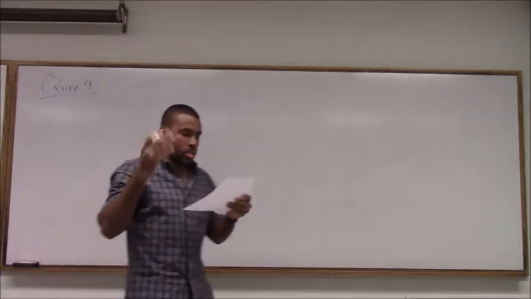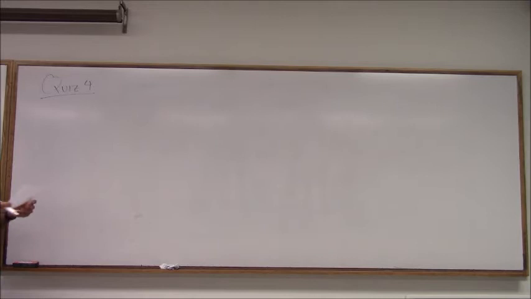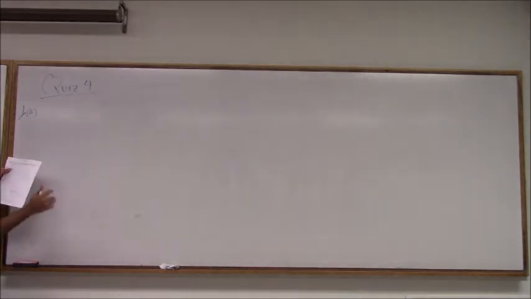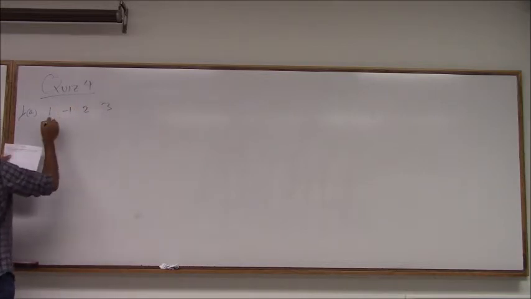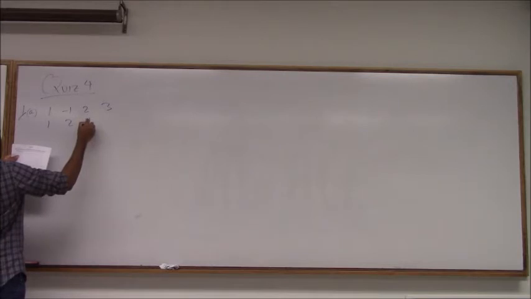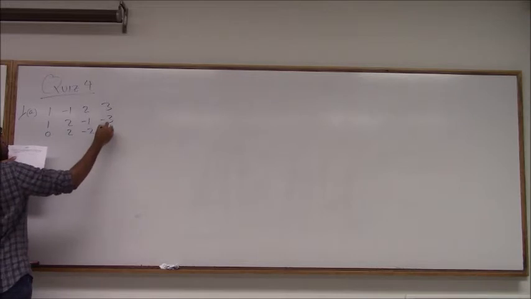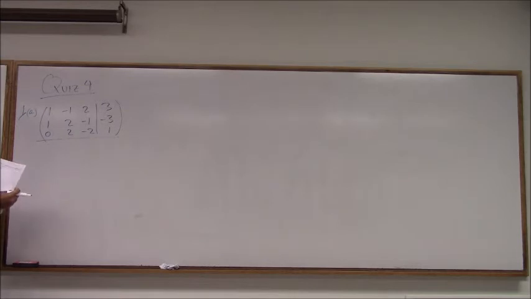Okay, so it said to solve the following two systems, or if you can't solve them, write inconsistent. So for part A, I'm just going to write down the augmented form so you can see the system here. So hopefully you got to the part where the augmented form was this: 1, minus 1, 2, 3, 1, 2, minus 1, minus 3, and 0, 2, minus 2, 1.